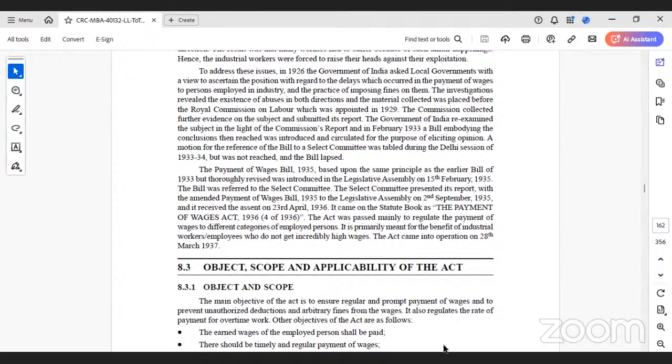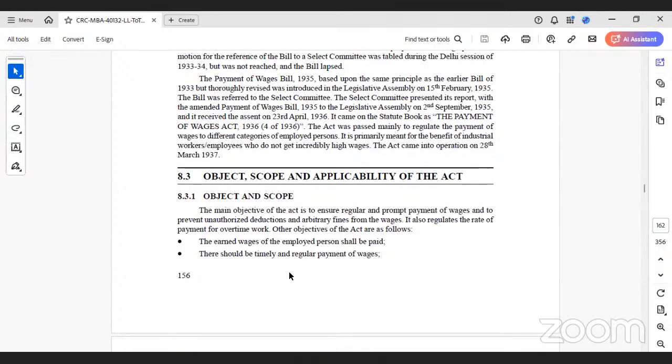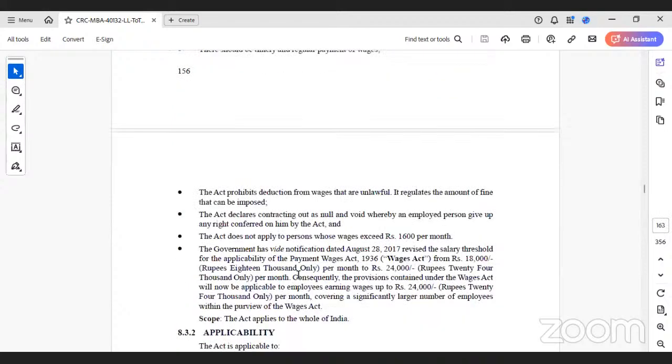So to protect the interest of the workers or the working class, the act has come into being. The object of this act is to ensure regular and prompt payment of wages and to prevent unauthorized deductions and arbitrary fines from the wages. The earned wages of the employed person shall be paid timely, in time, and the regular payment of the wages is a must. The act also says that deductions of wages for unlawful things and fines should not be imposed.